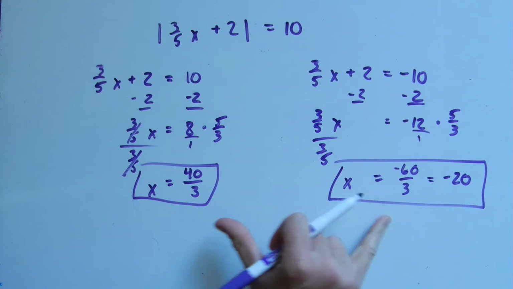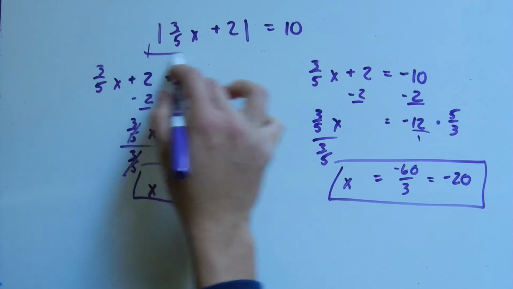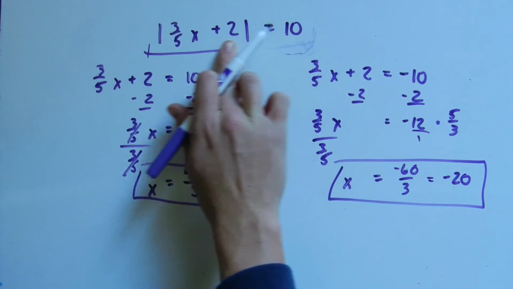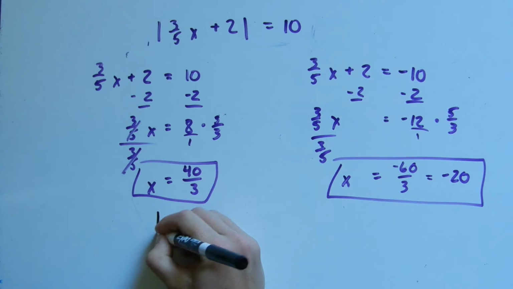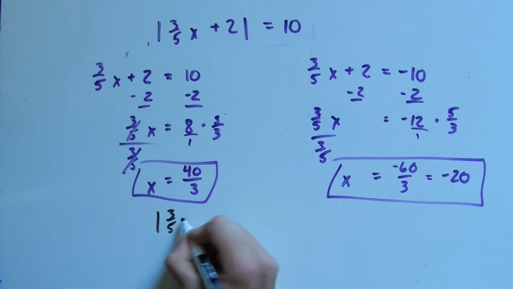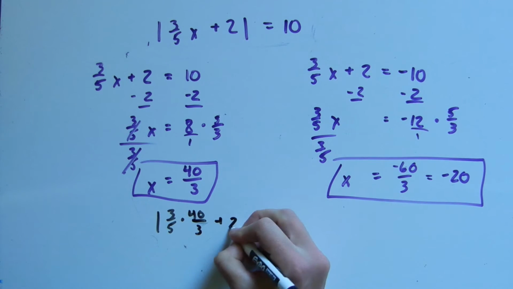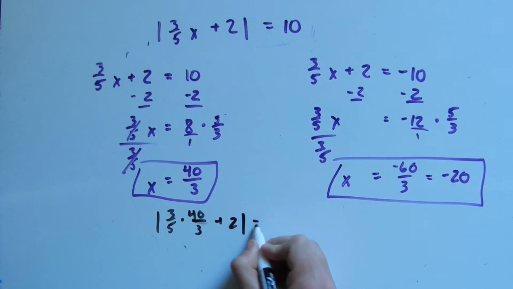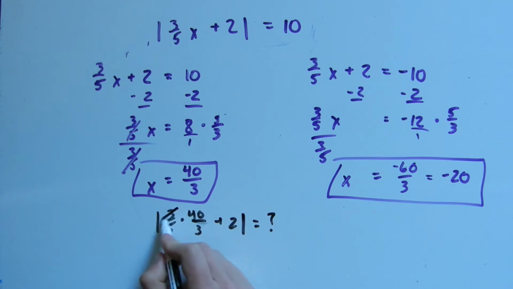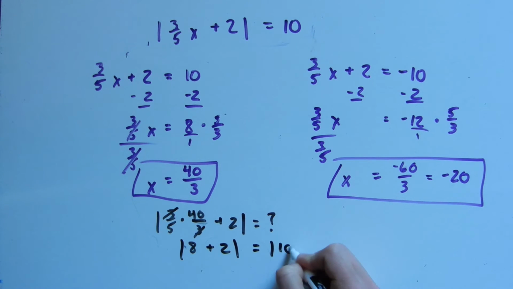So let me go ahead and plug each of these values for x back in to our very first original equation at the top. So the absolute value of 3/5 x, where x is going to be 40 over 3, plus 2, and we're going to see if that's equal to 10. The 3's will cancel out. 40 over 5 is 8, so 8 plus 2, which is equal to the absolute value of 10, which we know is equal to 10.